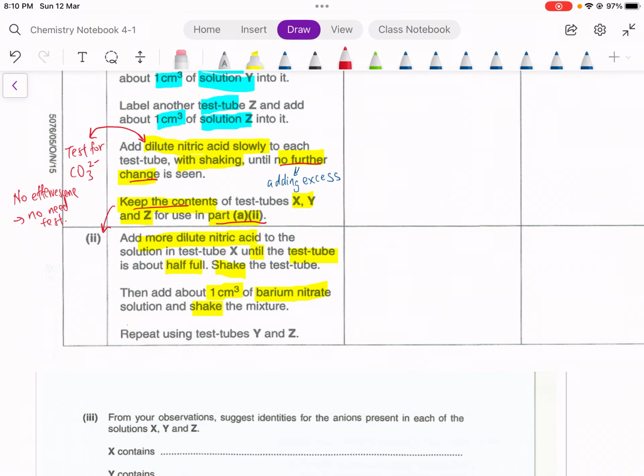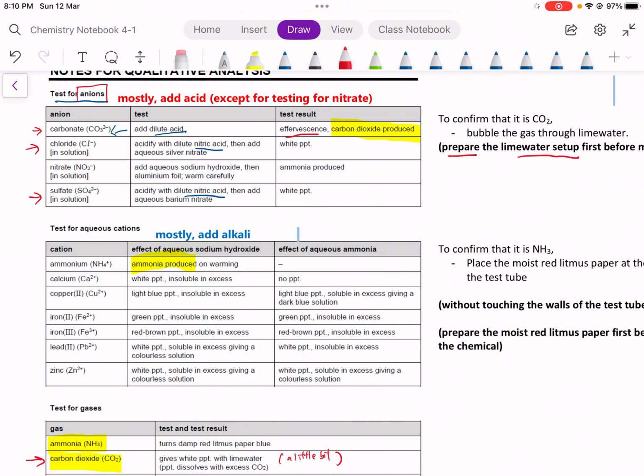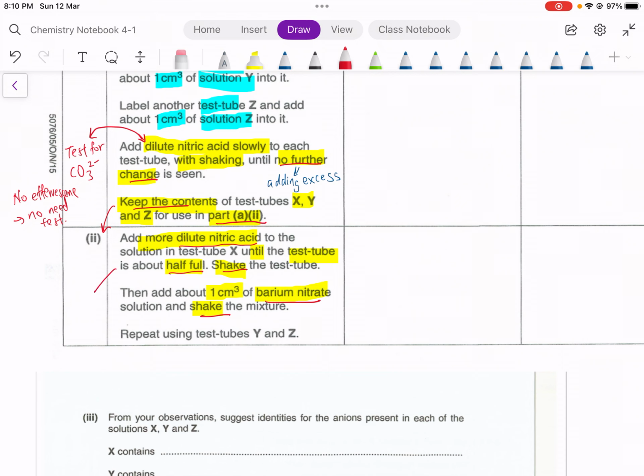So in the next step, they ask you to add more dilute nitric acid until it's half full and shake the test tube. After that, they ask you to add barium nitrate solution and shake the mixture. They ask you to add acid. They ask you to add barium nitrate. So what are we testing for? Let's go back to the QA table and take a look. We have acid and we have barium nitrate. Oh, they're asking you to test for sulfate. So if sulfate is present, you should see a white precipitate form. So shall we write down? This step over here, we are testing for sulfate.